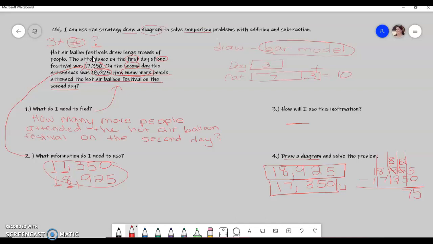8 minus 3 is 5. 8 minus 7 is 1, and 1 minus 1 is 0. I still keep the 0 there just as a place value holder, but you don't have to put it there if you don't want to. And our answer is there was 1,575 more people that went on the second day to see those hot air balloons. They told all their friends and family, and then they decided to have a lot more people show up.